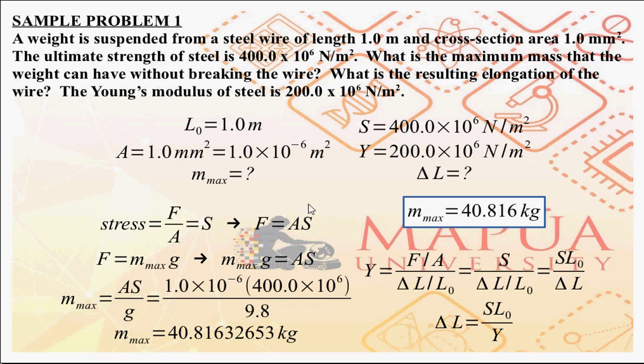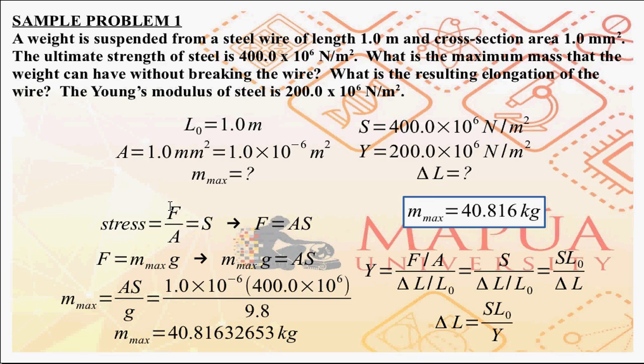We are asked for two things. What is the maximum mass that the weight can have without breaking the wire, without exceeding the ultimate strength of the wire? And given that the Young's modulus, Y, is 200 times 10 to the 6th power Newton per meter squared, determine the change in length, determine the elongation of the wire just as it is about to break.